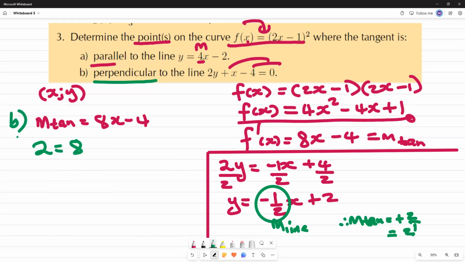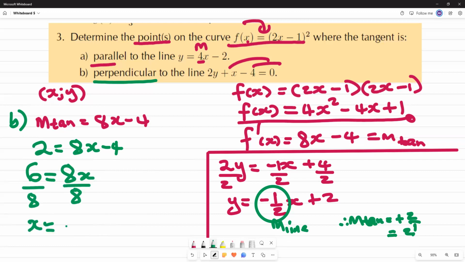Now we're doing B here. Remember, the curve didn't change, so we still use the derivative of the same curve: 8x minus 4. Then you take the 4 to the other side, we can all see we're going to have 6, because it's going to be 2 plus 4. Then divide both sides by 8. Then you get x equals 3/4.